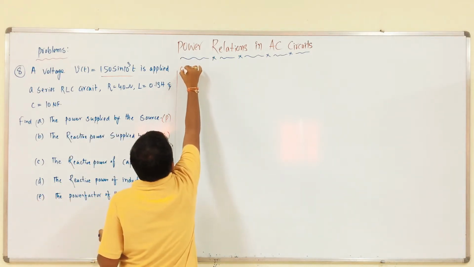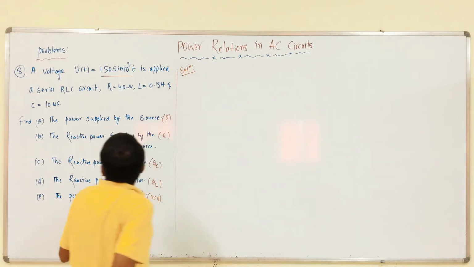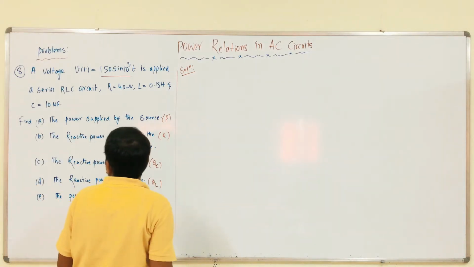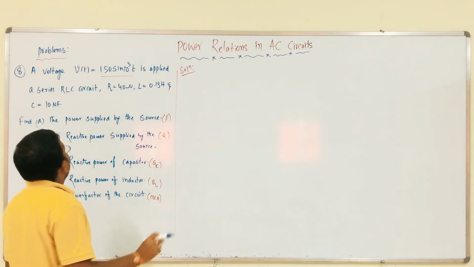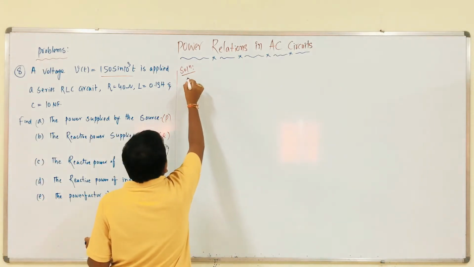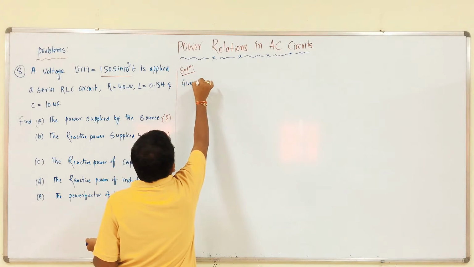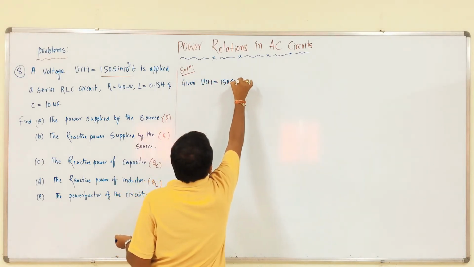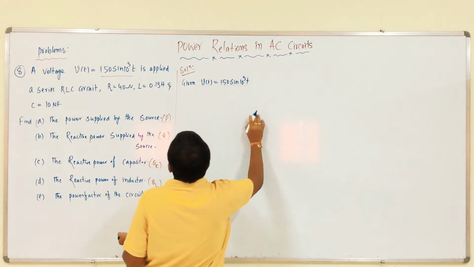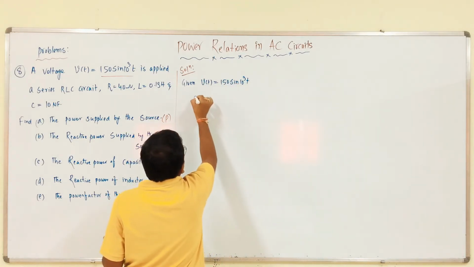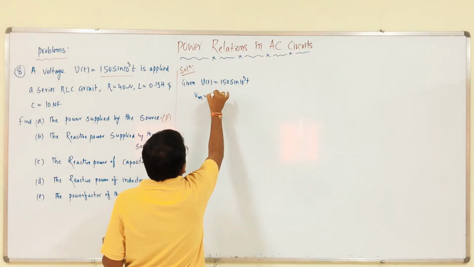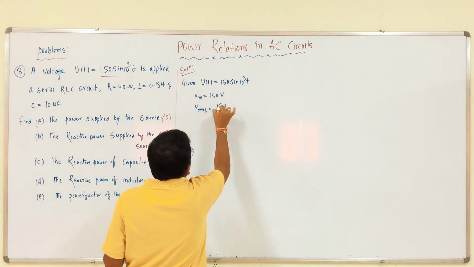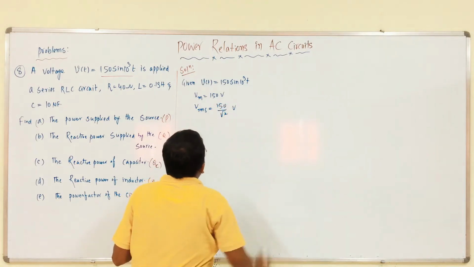Solution. These are all connected in series in the RLC circuit. First, we have to calculate the power supplied by the source. Given V of t is 150 sin 10 cube t. So from this, Vm is 150 volts, therefore Vrms is 150 by root 2 volts.